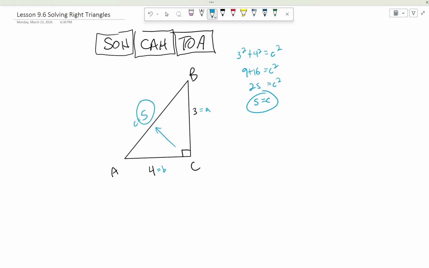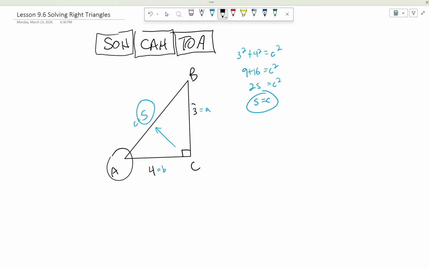Now, how could we solve for the angles? We have a number of ways to solve for all of these angle measures, because we already have 2 of them. We know all 3 of the sides. But the question is, in a 3, 4, 5 triangle, what are these degree measures? And it'll be the same every single time. So let's first of all figure out angle A.